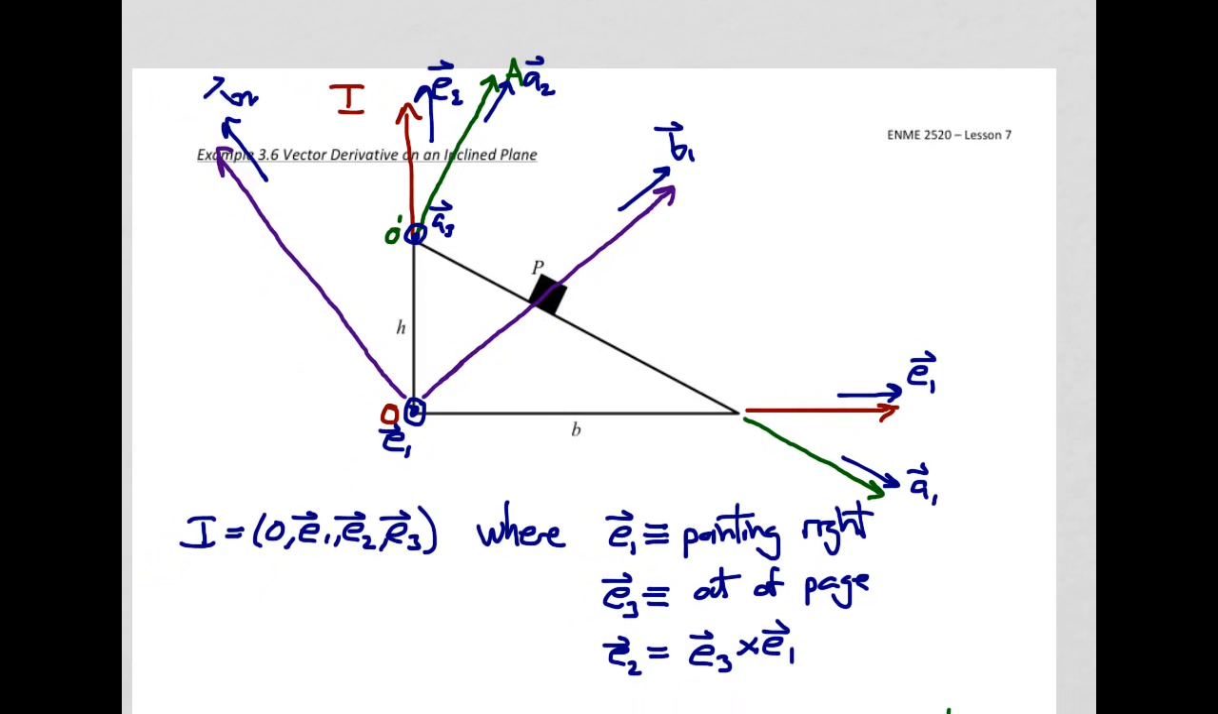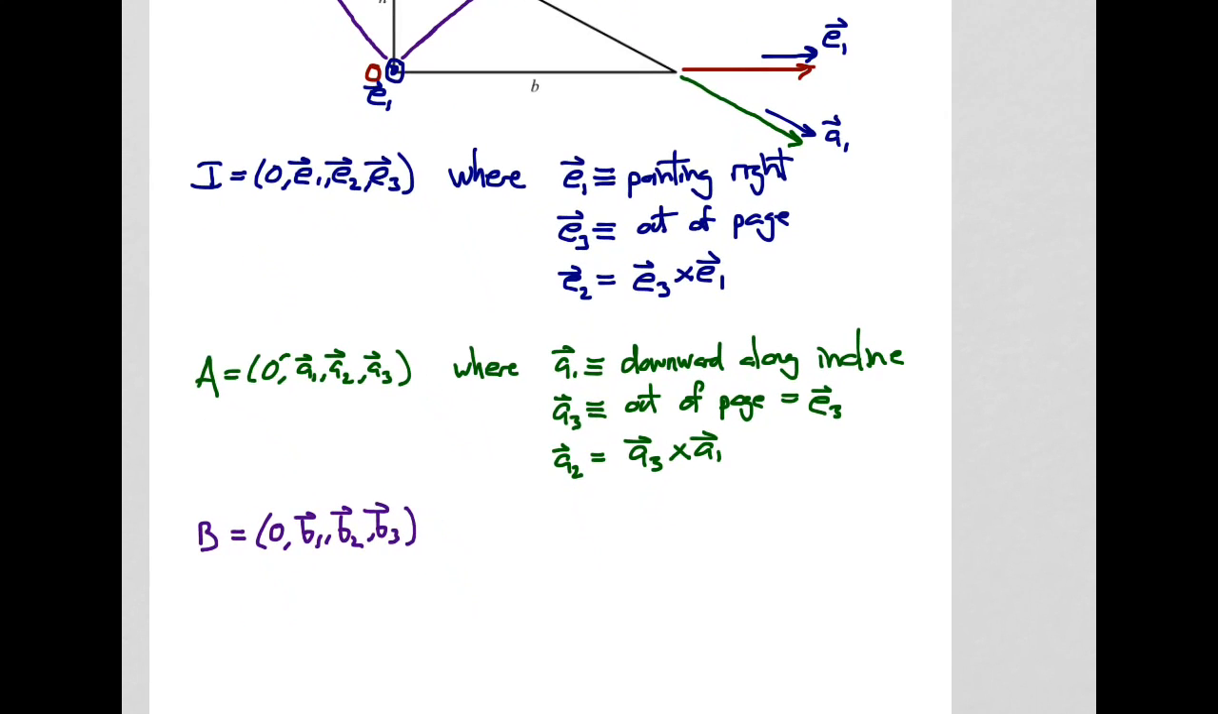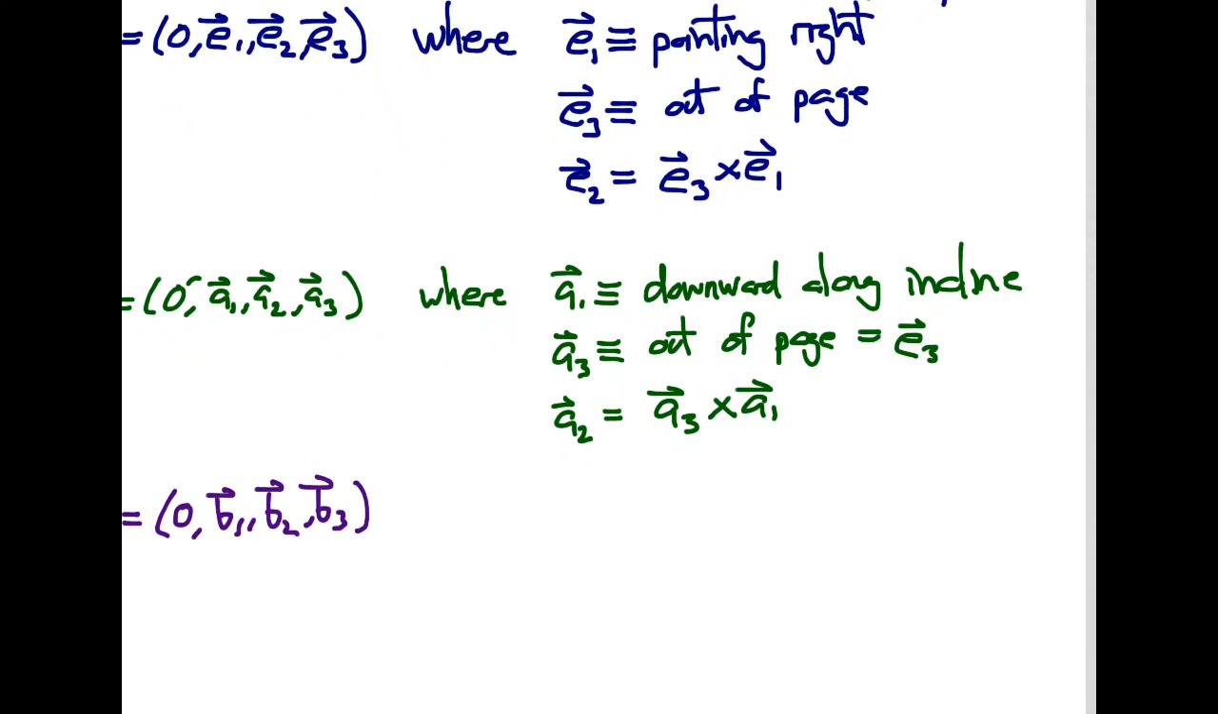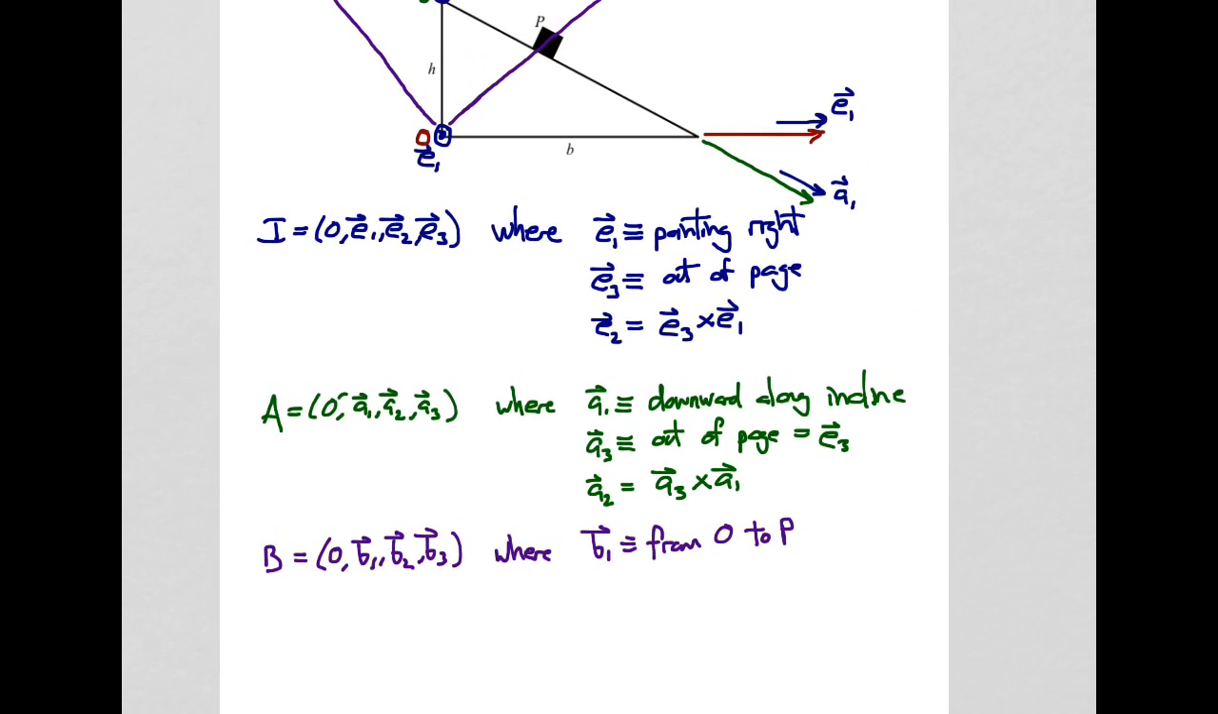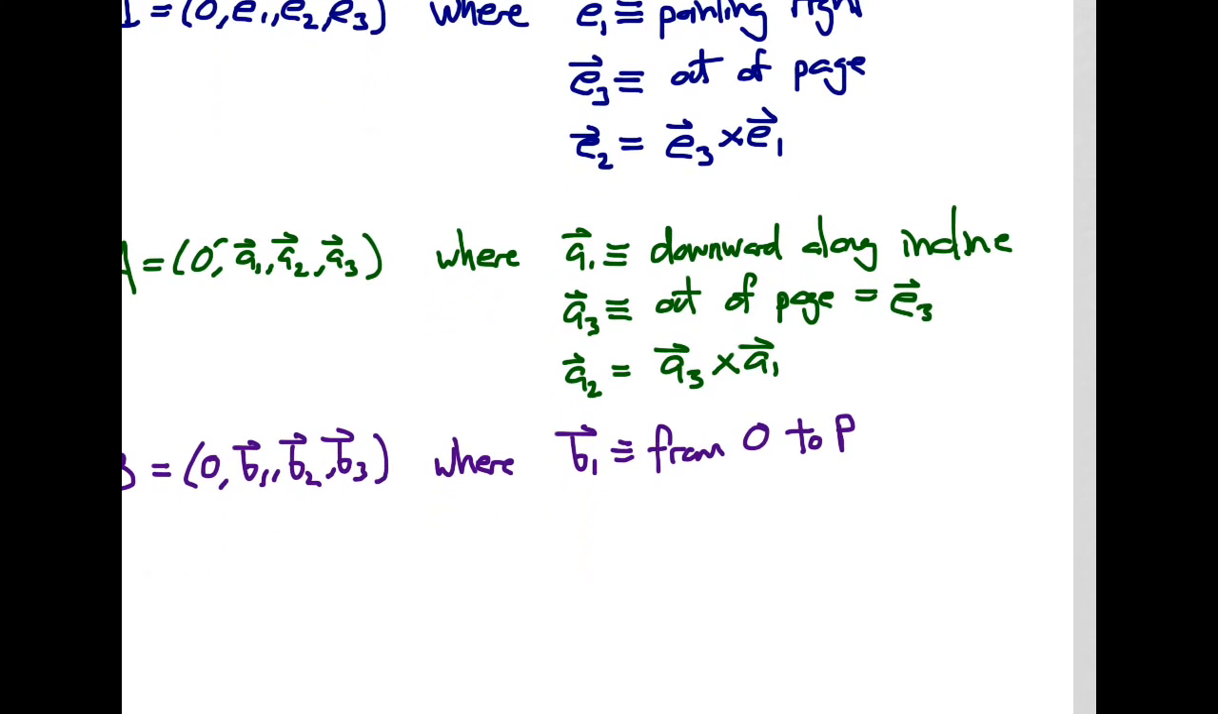going through the mass that we're interested in, and then B2 is pointed 90 degrees from that, and so we define these more explicitly by saying where B1 is defined as the line from O to P, okay, because we're starting at the origin O and going through P. B3 is out of the page, and then B2 is B3 crossed with B1.